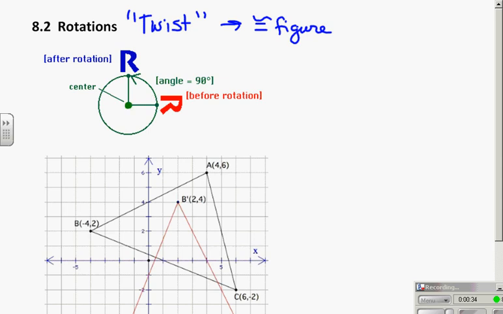And for us, the center of our rotations are going to be 0, 0. Later in your math career, the center might be something different, but right now it's 0, 0. We're going to talk about anchoring it at 0, 0 and swinging our figure in a direction, clockwise or counterclockwise, 90 degrees, 180, or 270. And that will produce a rotation.